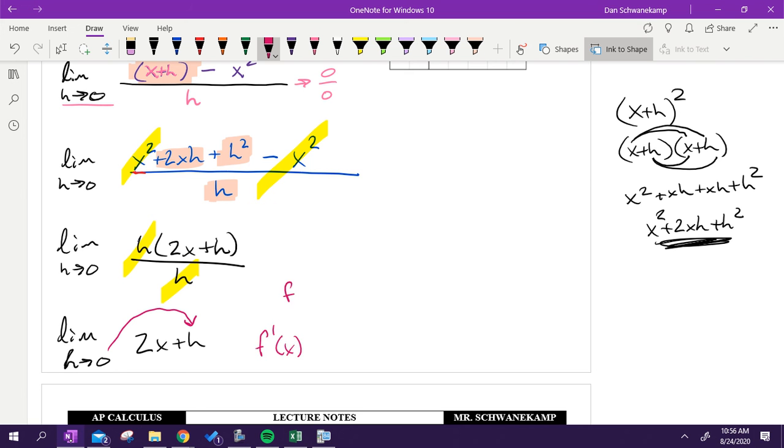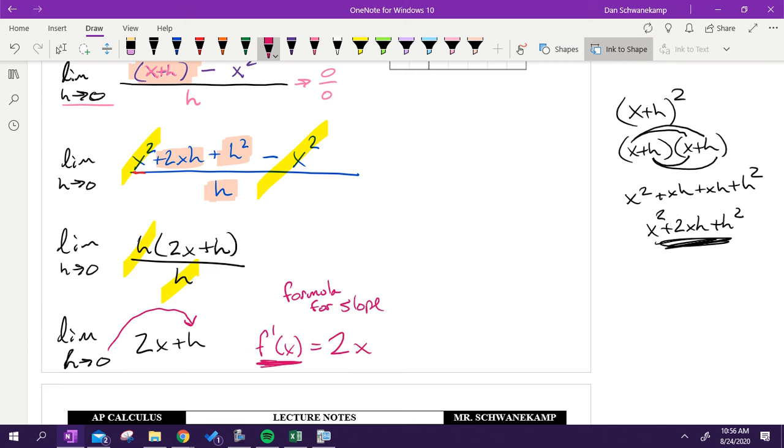This is a formula for slope. It's the derivative. We represent derivative with f prime of x. That little apostrophe, you read that as prime. Okay, so that is f prime of x equals 2x.